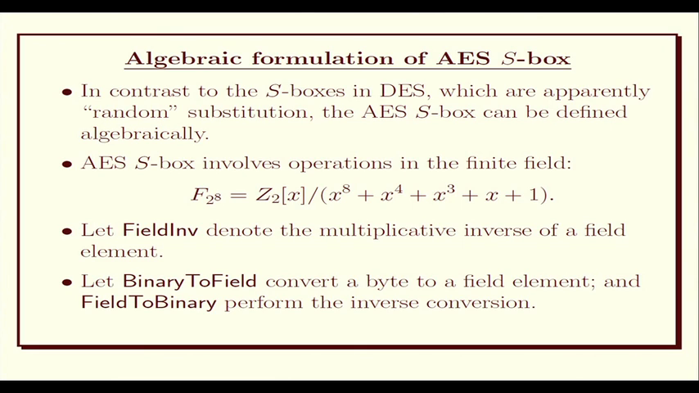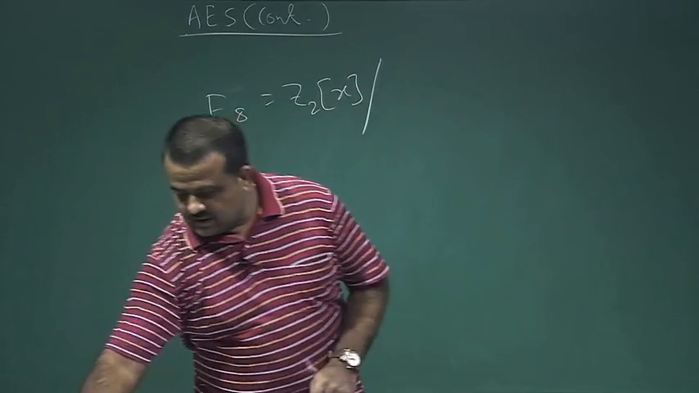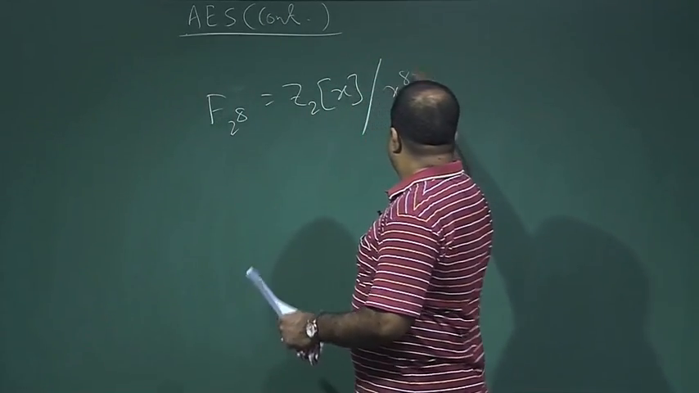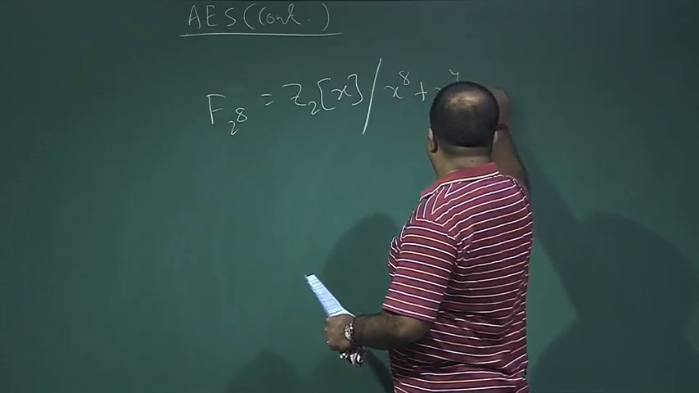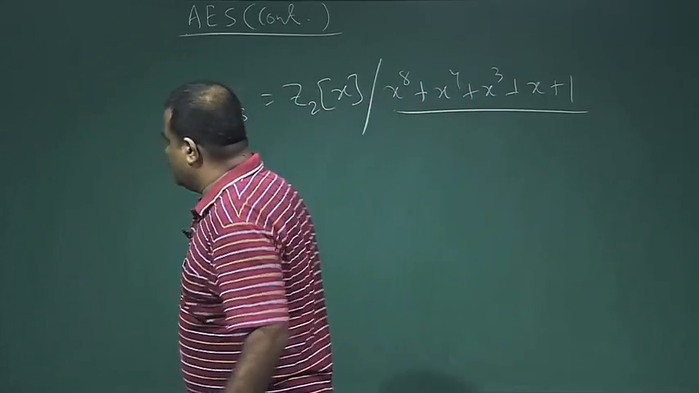For DES there was no explanation of how the S box comes about, but for AES there is a proper algebraic structure. There is an algorithm to find the AES S box output. This is based on a finite field operation. We are taking a field F2 to the power 8, which is basically Z2[x] modulo this irreducible polynomial x to the power 8 plus x to the power 4 plus x cube plus x plus 1. So this is an 8-degree irreducible polynomial.